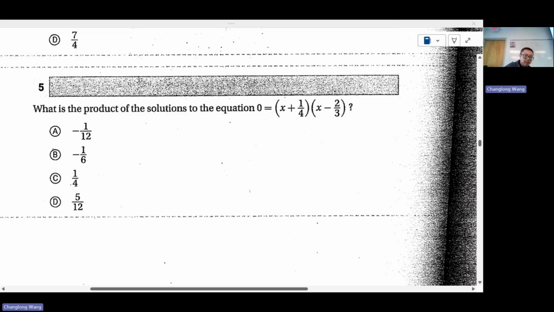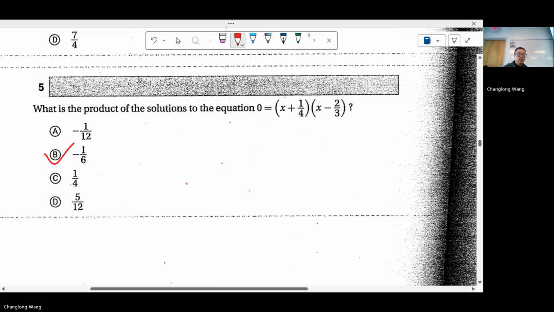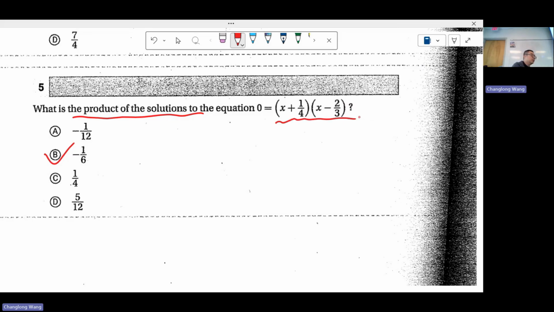Okay, so the answer is letter B. If you realize that they're asking you to find the product of the solutions, and then you see the equation, you feel like, okay, let me solve the equation. But I hope you realize this equation is actually trivial now, since the right-hand side of the equation is probably the best form you want for an equation to take, right? It's called factor form, right?